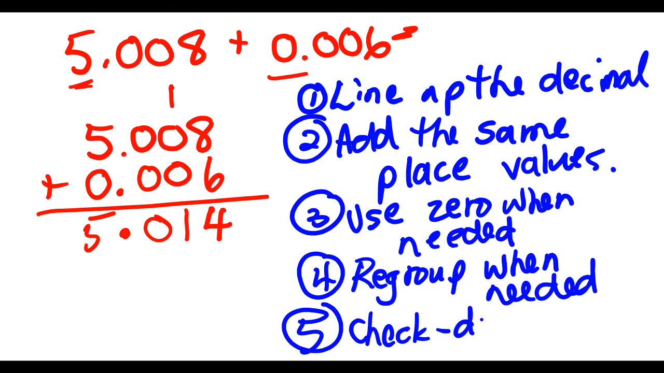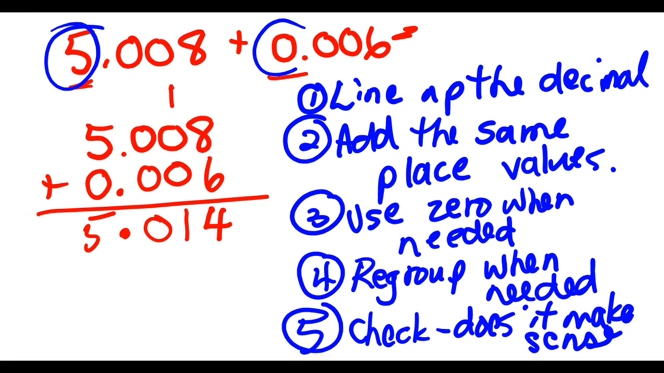And then finally, please, please, please always remember, just check. Does it make sense? Does my answer seem very reasonable? 5, remember 5 plus mostly nothing is going to give you 5. And so that's what we have, 5 plus a little tiny bit.